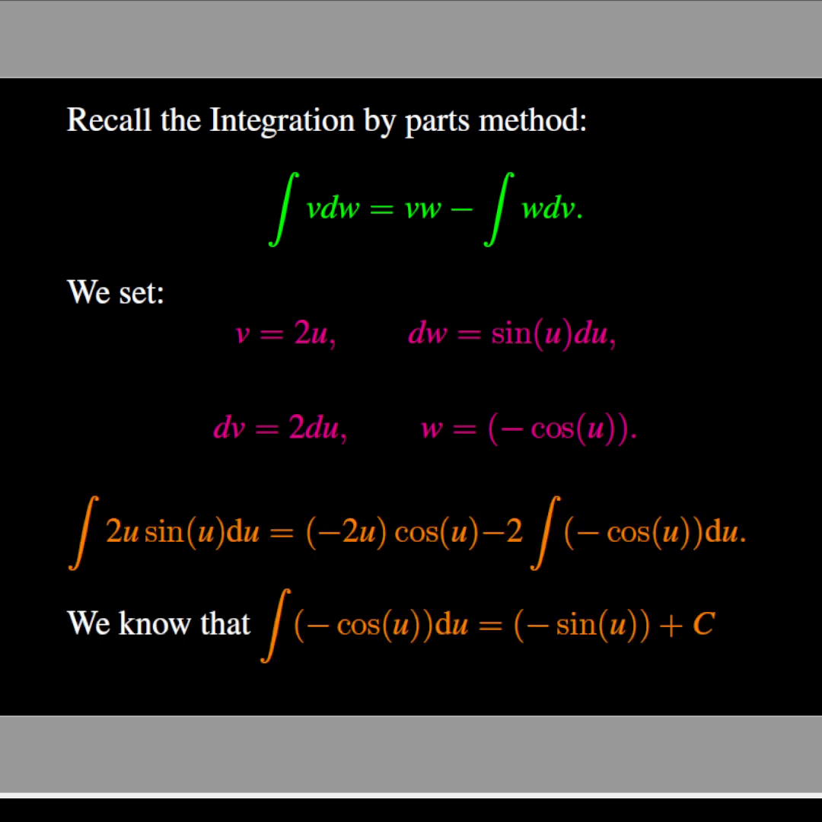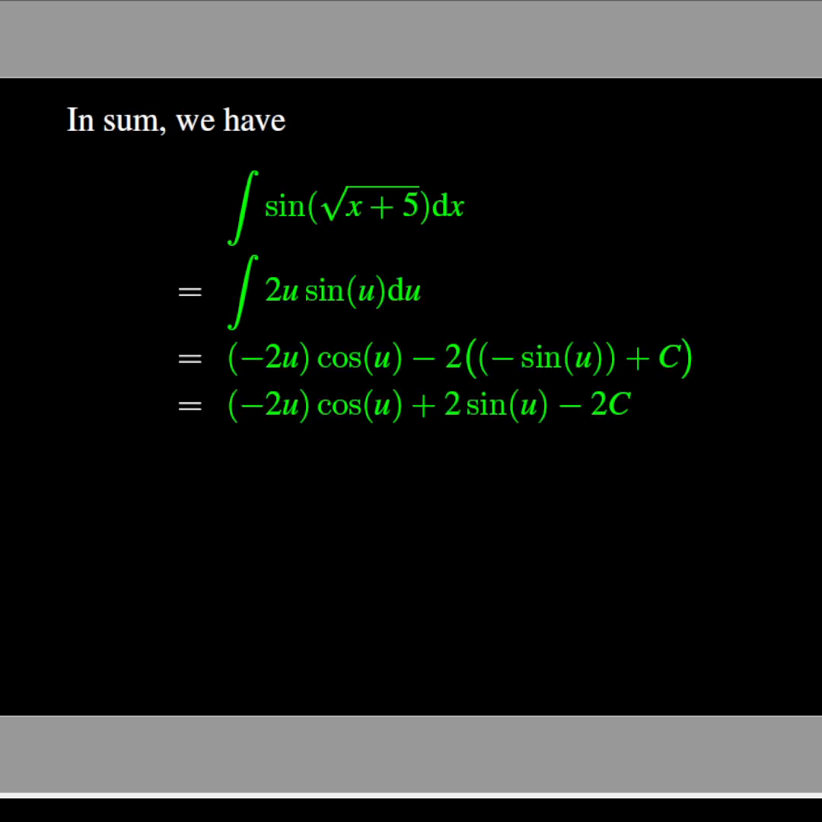Therefore, the integral of 2u times sine of u du is equal to minus 2u times cosine of u, minus 2 times the integral of negative cosine of u du. Note that the integral of negative cosine of u is negative sine of u plus a constant c. When we simplify the previous expression, we see that the integral is equal to minus 2u times cosine of u plus 2 times sine of u minus a constant of integration 2c.